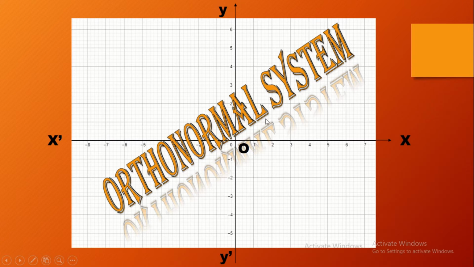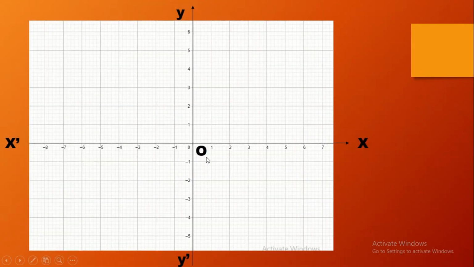Normal, we use it when each division represents one unit. As you see here, the two axes are divided into equal divisions. Each division represents for us one unit, here 1 centimeter. That's why we call it the orthonormal system. Let's learn more about this system.